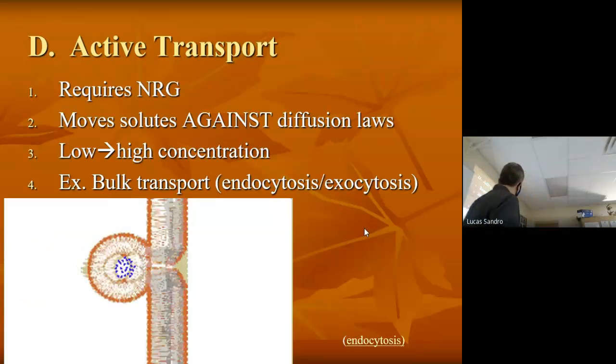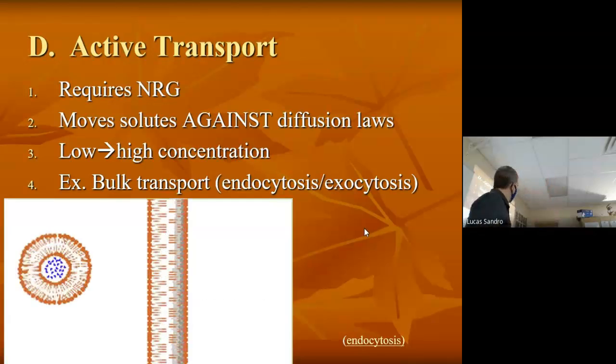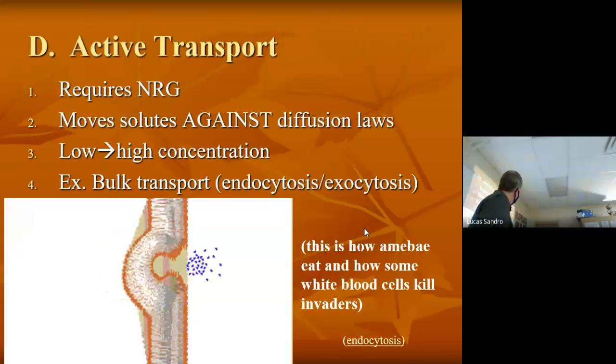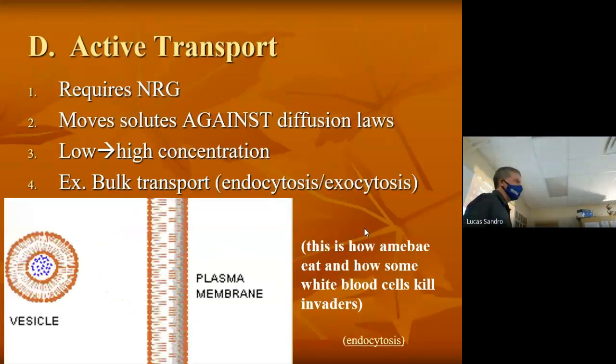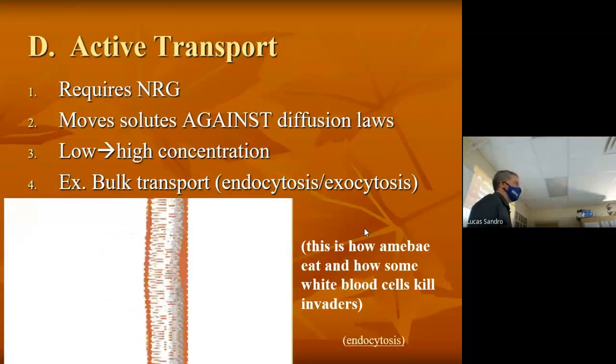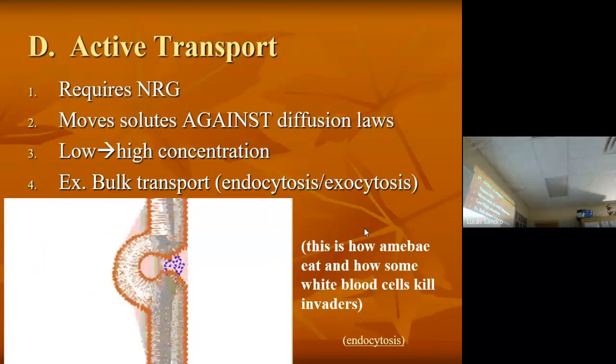So that's kind of the quick and dirty way of doing it. Just spit it or swallow it. Write that down. That's also how some white blood cells kill stuff. They endocytose it and then use a lysosome to blow it up.